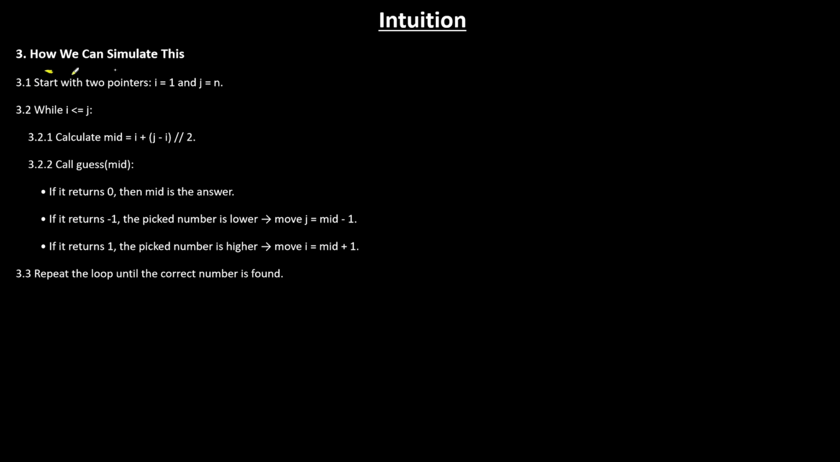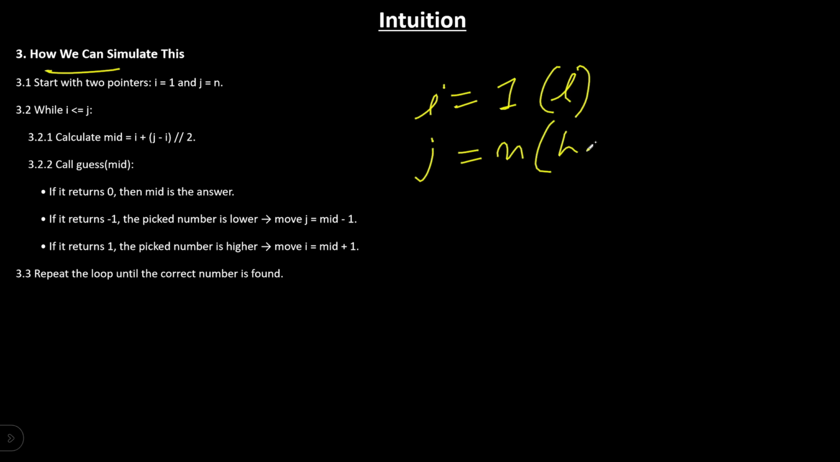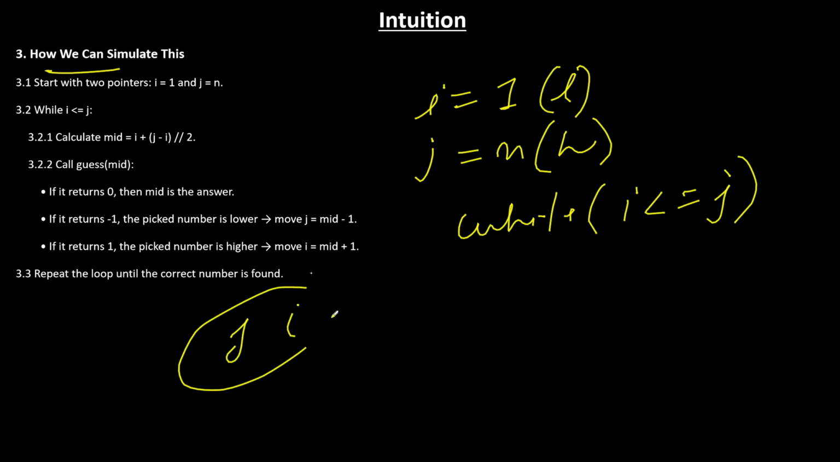Now how can we simulate this? It will be pretty easy. We would require I, or you could say L, and J, which you could say as H also, right? The range. After that, we have to make a while loop, while I is less than or equal to J, because as soon as J and I cross each other, it means the value is not there, and we have completed the whole search space.